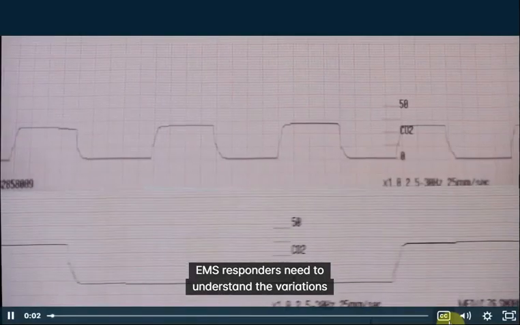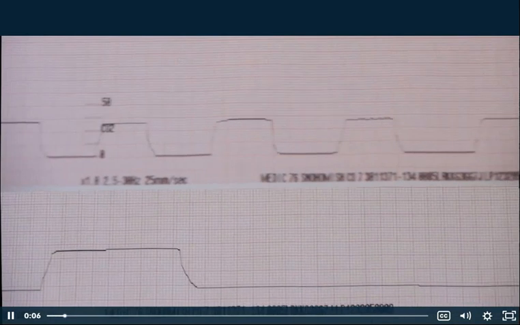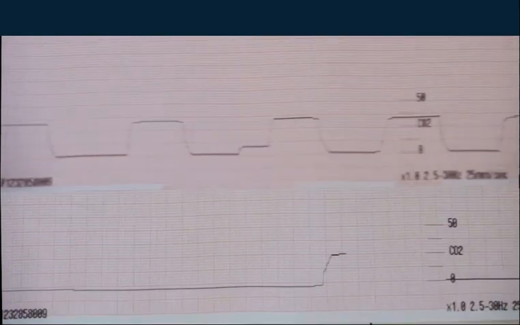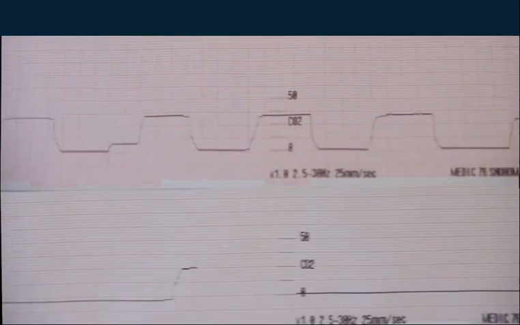EMS responders need to understand the variations in capnography waveforms, both normal and abnormal. Because most responders do not use capnography on a frequent basis, they may be limited in their understanding of abnormal readings. There are a lot of things that can change that waveform. Some things aren't a big deal, other things are. In order to understand what abnormal is, we first must know what normal.